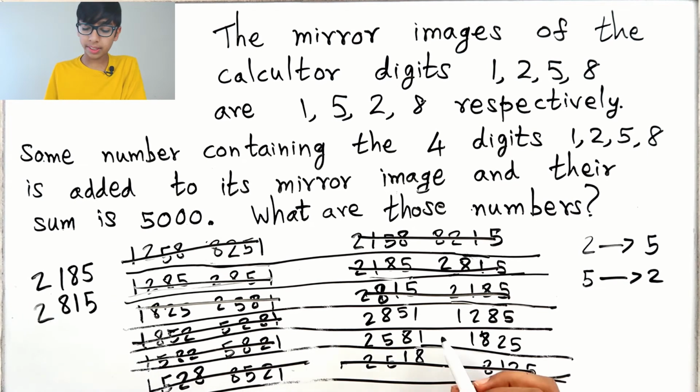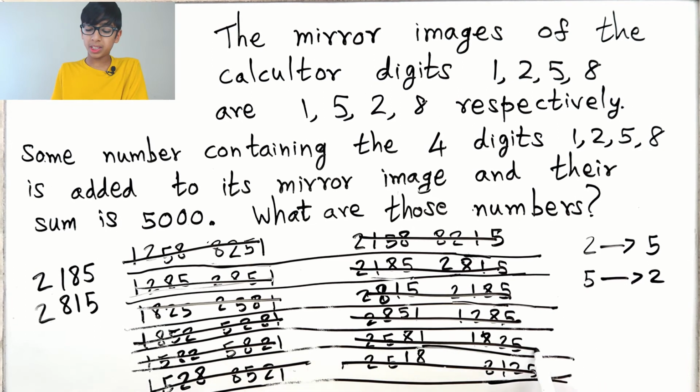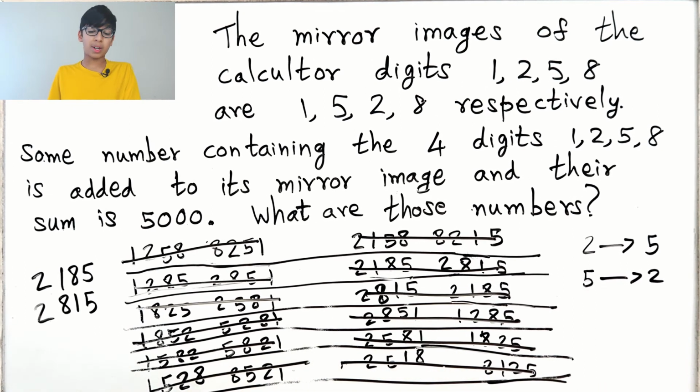Let's look if there's any other answers. Well, that's 1, 5, no. 1, 5, nope. But these we can't use, so we crossed out all of them.